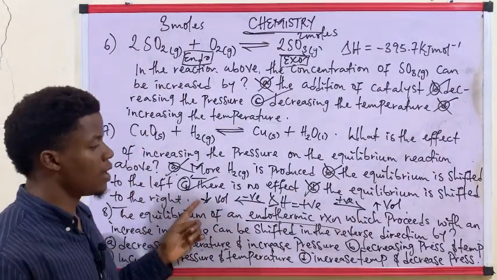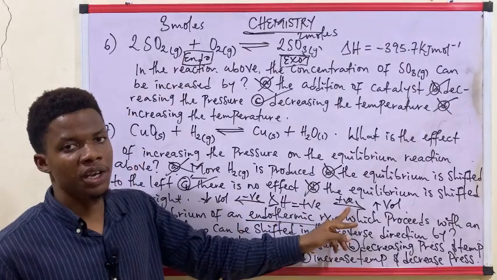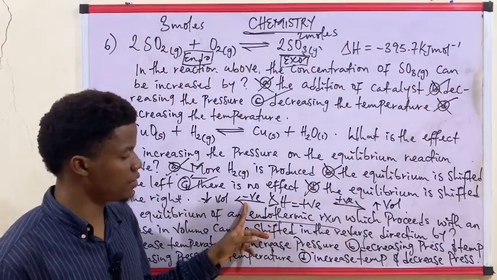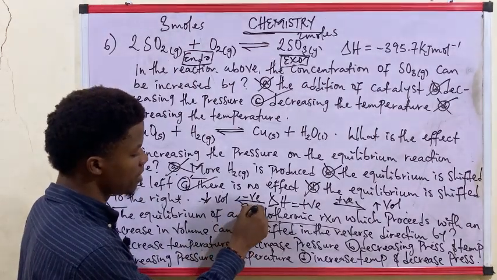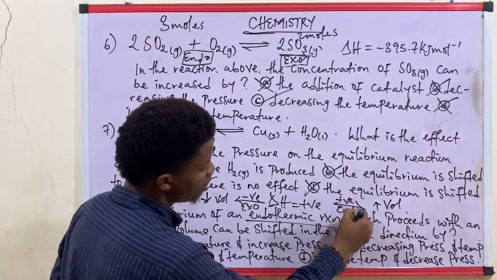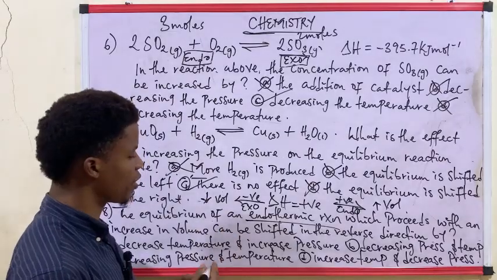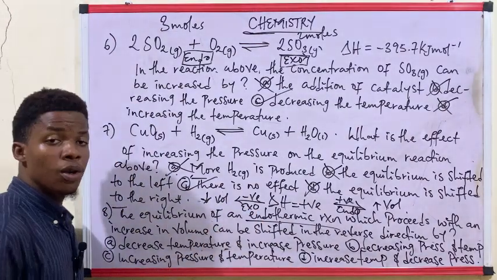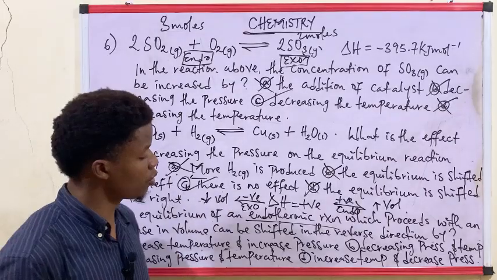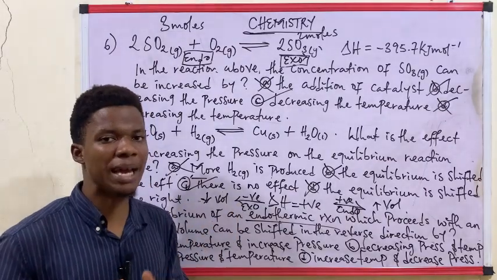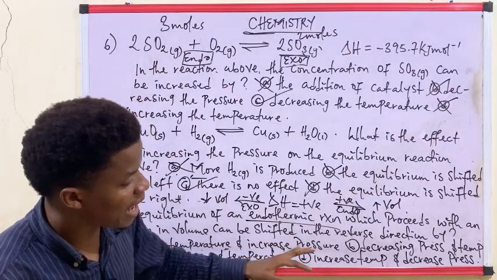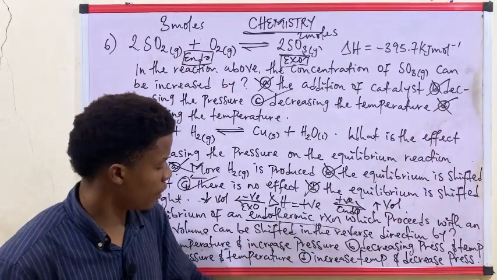Remember, let's compare. The forward is delta H is positive. The backward delta H is negative. So the backward is exothermic and the forward is what? Endo. Remember, they're asking us for the reverse direction. So exo, lower temperature, decrease in temperature will favor what? Exothermic reaction, decrease temperature. So you go with the option that has decreased temperature, alright?